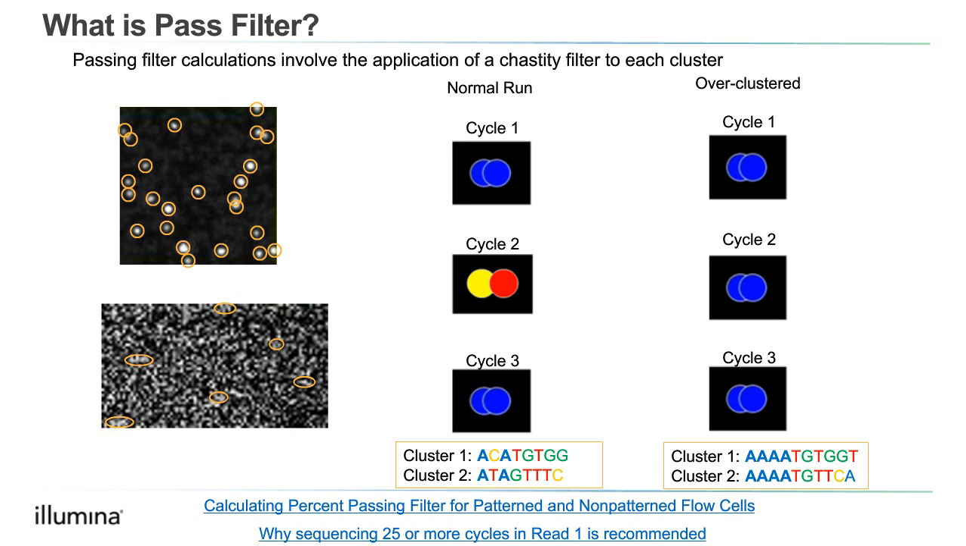This one cluster would then not pass filter, and the data for both clusters would not be used in the run. Note that for patterned flow cells, since the location of the clusters is fixed, empty wells or wells with polyclonal clusters will not pass filter. Please see the technical note here for more details on passing filter, in addition to the bulletin on why sequencing 25 or more cycles in read 1 is recommended.